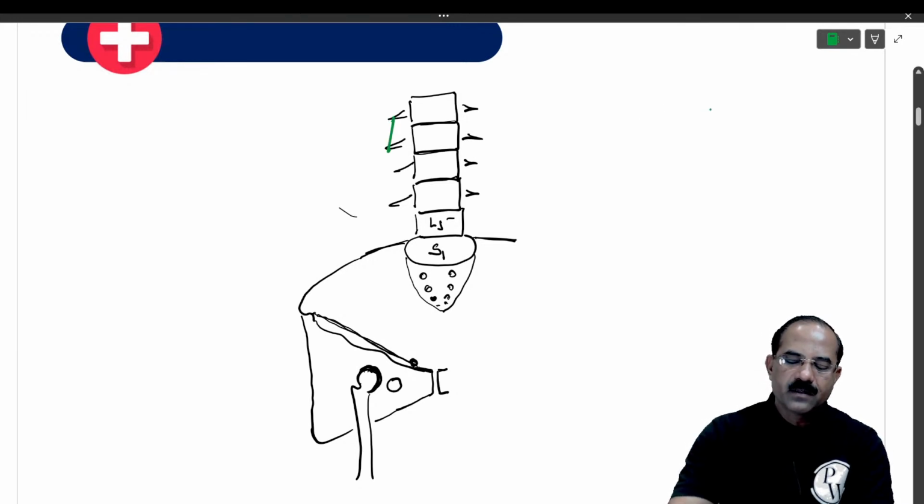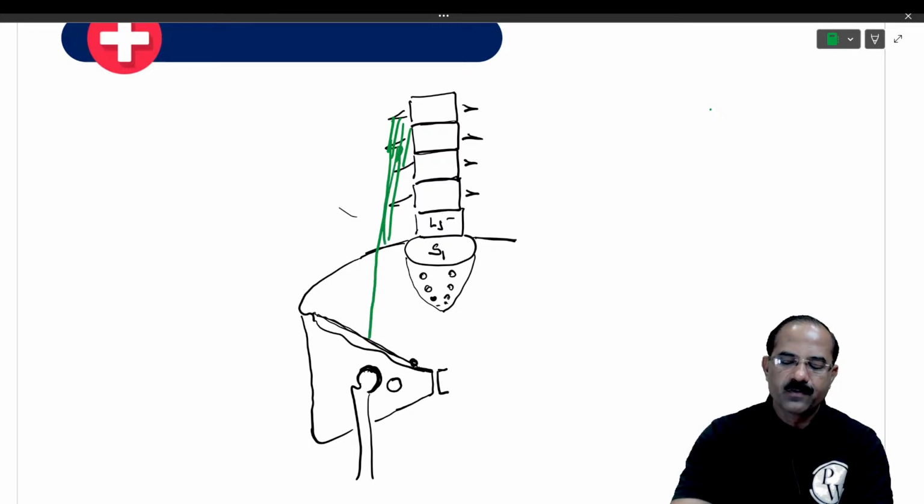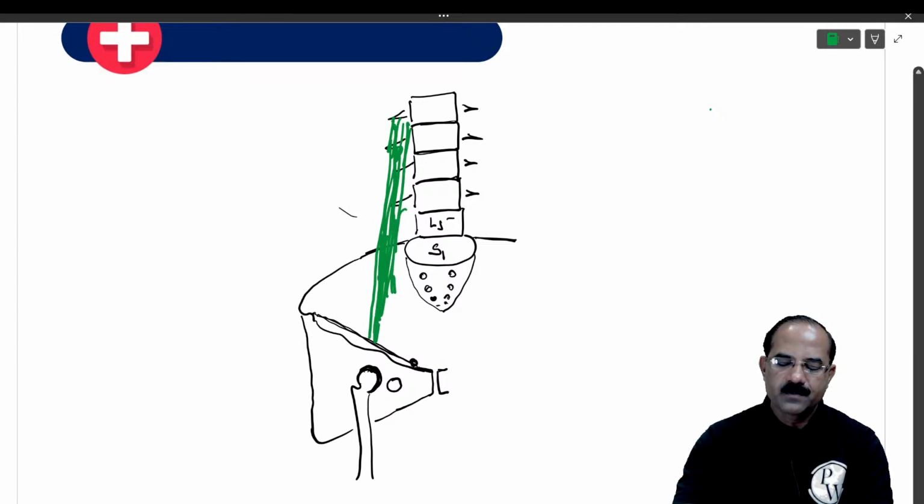देखिए, these are the transverse processes, and यहाँ से there's a muscle which begins from the transverse processes of the lumbar vertebrae. There's a muscle which begins here. Any guesses बच्चों? What is this muscle? Any guesses? A muscle which begins from the transverse processes of the lumbar vertebrae.